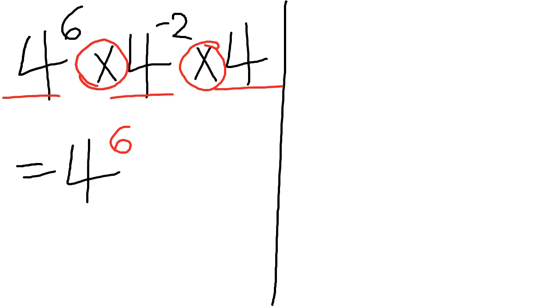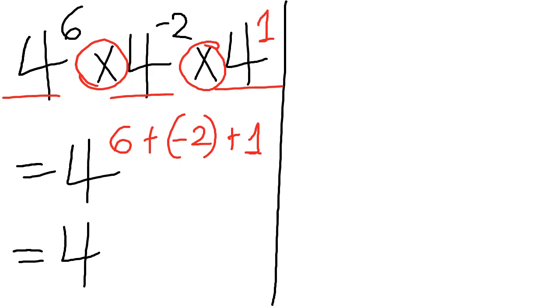So this would be 6 plus minus 2, and this 4 has an invisible exponent of 1. So we're still going to add the 1 for that 4, because we know that 4 exponent 1 is still 4. So our final answer would have a base of 4 and our exponents would be added. So 6 plus minus 2, which is 4, plus 1, which is 5. So our final answer would be 4 exponent 5.